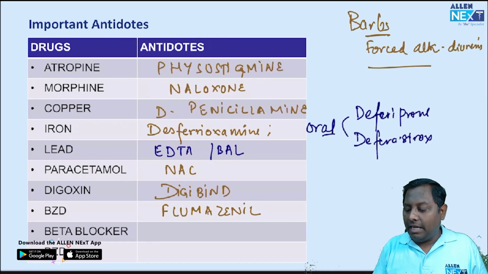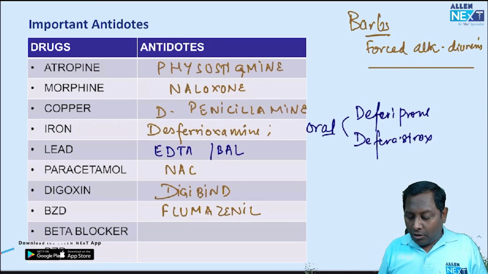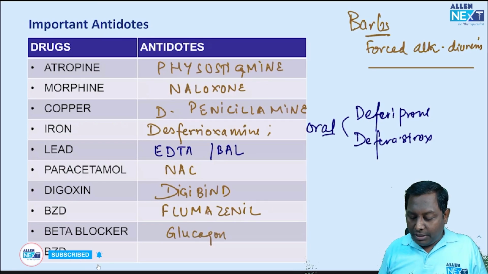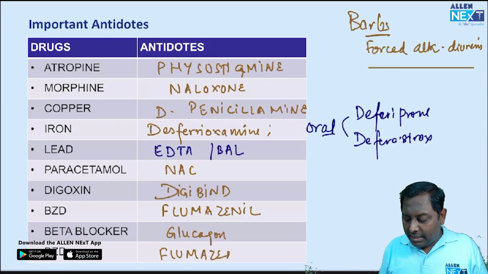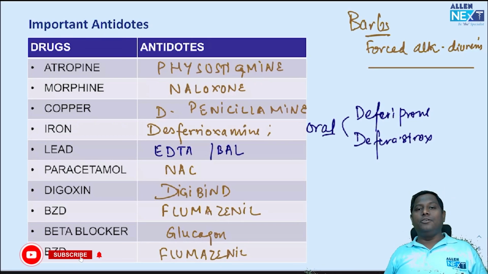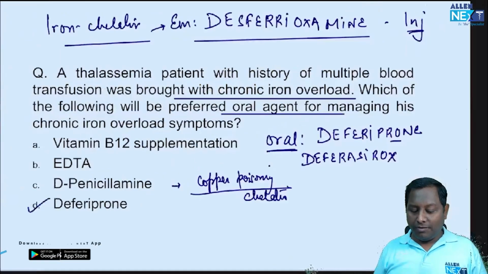Forced alkaline diuresis, right? For acidic drugs we use forced alkaline diuresis. All right. Then for beta blocker we have glucagon. For benzodiazepine poisoning we will be using flumazenil, right? So this is one table from where questions are frequently asked, and you can also be ready for the upcoming examination, and make sure that you revise all this.